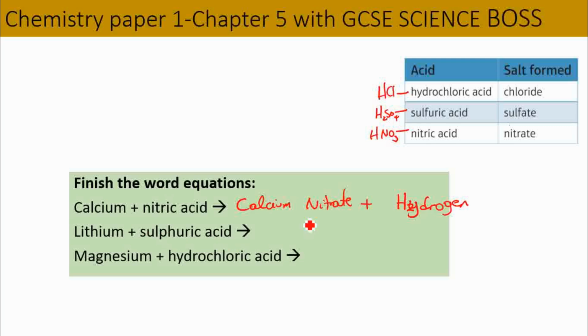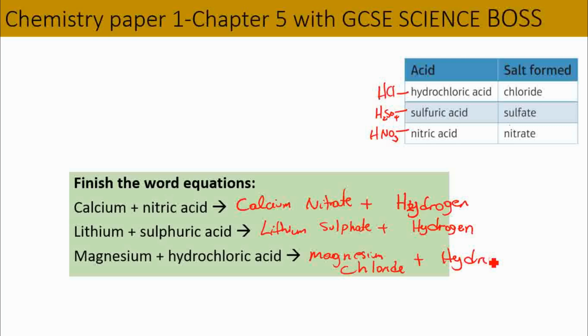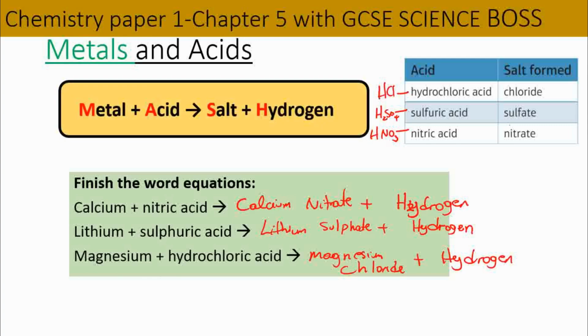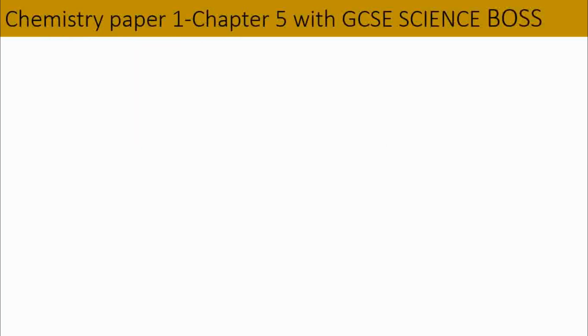Well, it said worded equation and hydrogen gas. All right, lithium plus sulfuric acid, what will it form? Lithium sulfate and hydrogen gas. Okay, so magnesium and hydrochloric acid is going to form magnesium chloride, and also hydrogen gas. Okay, good. All right, so just remind yourself that metal plus acid will form salt and hydrogen gas.